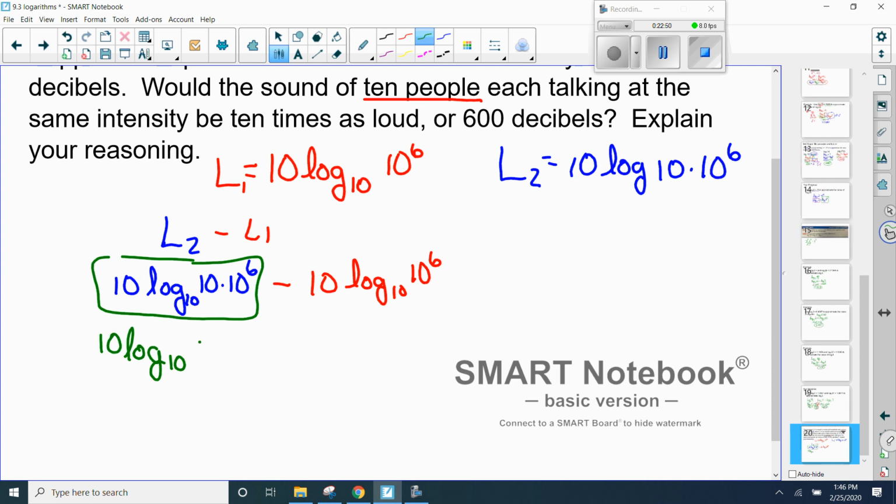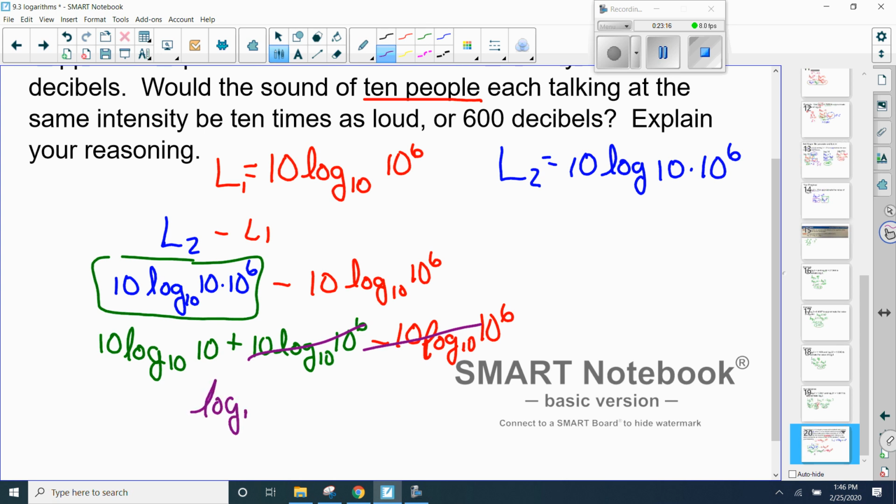10 log base 10 of 10 plus the same thing except the argument is 10 to the 6th, and then I am subtracting. That's a nice log right there. What happens? Those cancel. So your answer is log base 10 of 10 and a 10 in front. What's this have a value of? 1. So it is 10 times 1, which is 10. It's only 10 decibels louder.